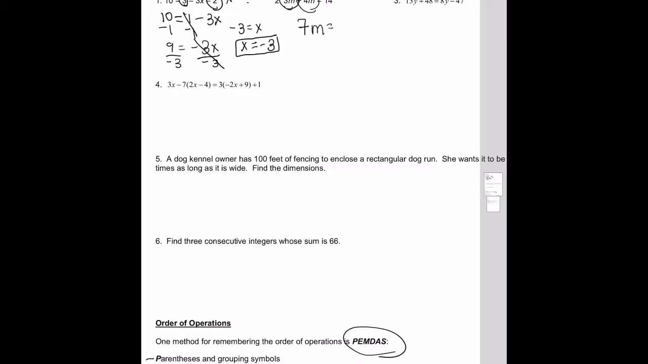7m. And then much like we just did, if we want to get the m all by itself, do the opposite. So m is being multiplied to 7, so divide by 7. Okay, 7 divided by 7 is 1, so that just cancels out. So m equals 14 divided by 7. Well, 14 divided by 7 is 2.